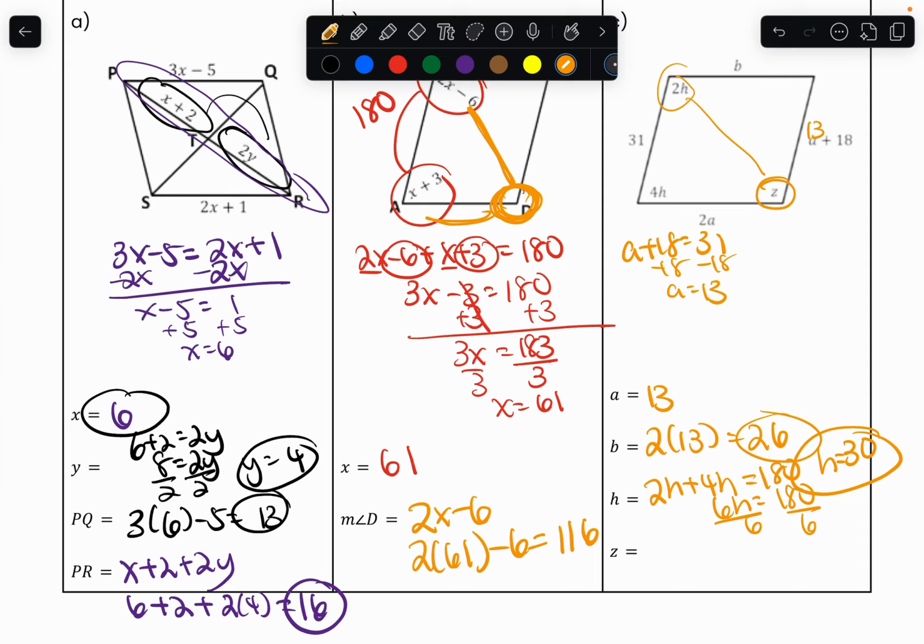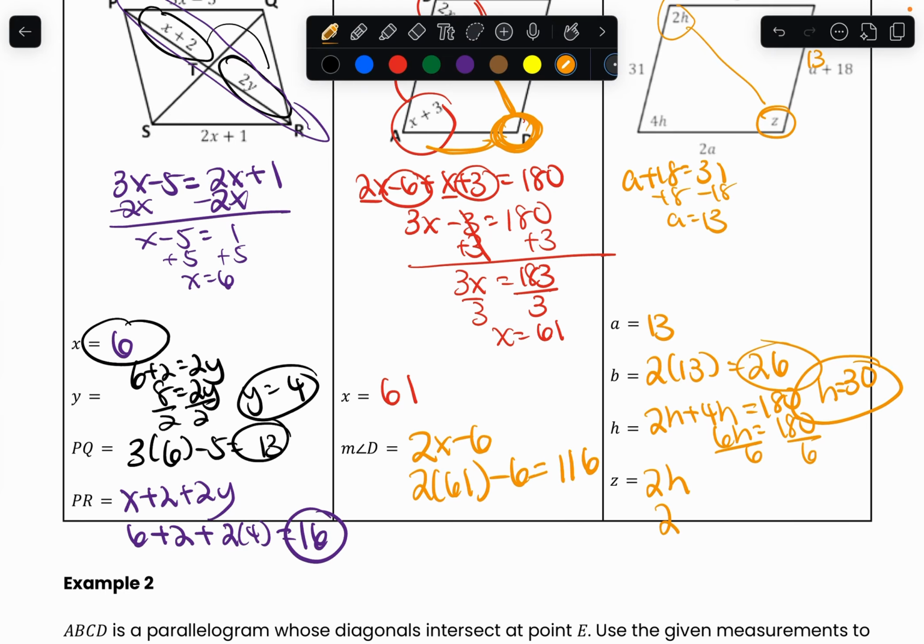Let me just use the opposite ones. So I know Z is equal to 2H because they're opposite angles. And I know H here from the previous question was 30. So therefore, my Z is going to be 60 degrees. Okay, now let's move on.